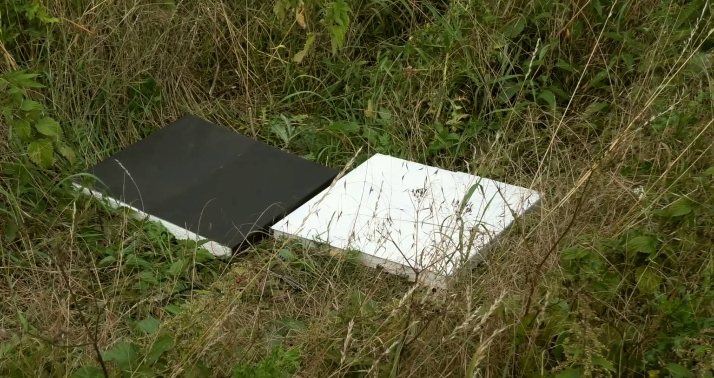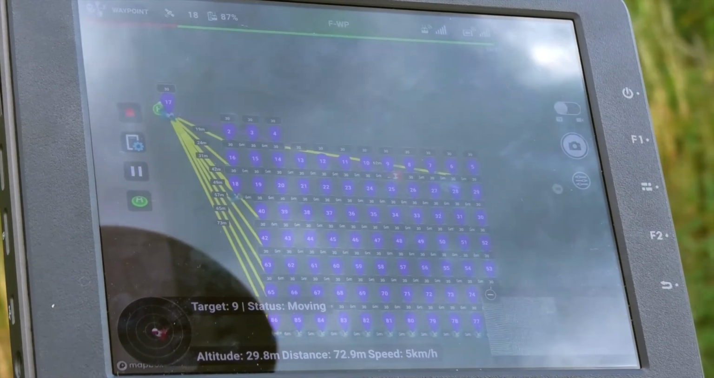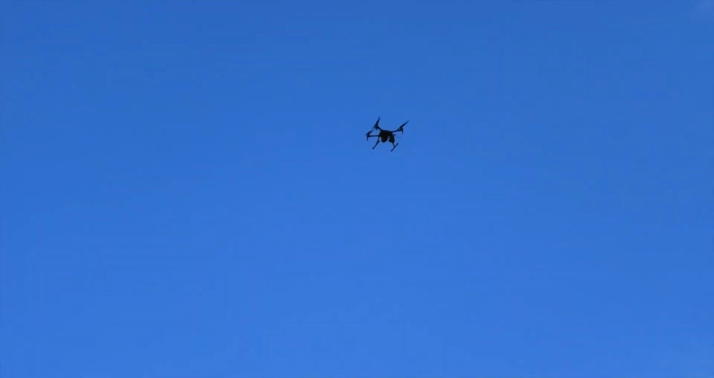Target 9, status moving. So every time the line ends on our side, it takes a measurement again.